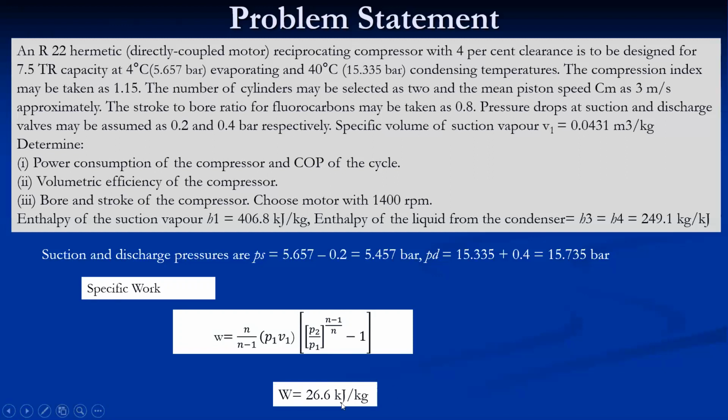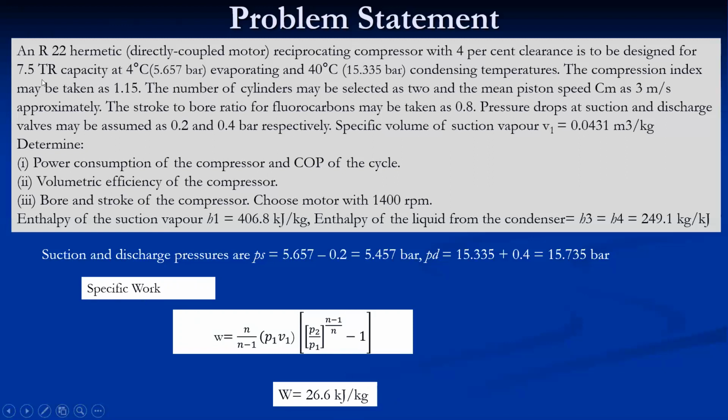So specific work is around 26.6 kilojoule per kg. So we have to calculate power. Multiply this by mass flow rate, we can calculate the power. But in order to calculate mass flow rate, we need to calculate refrigerating effect first, because generally mass flow rate is calculated by using only two expressions, either with the help of cylinder dimensions or with the help of refrigerating effect, not with the help of work.